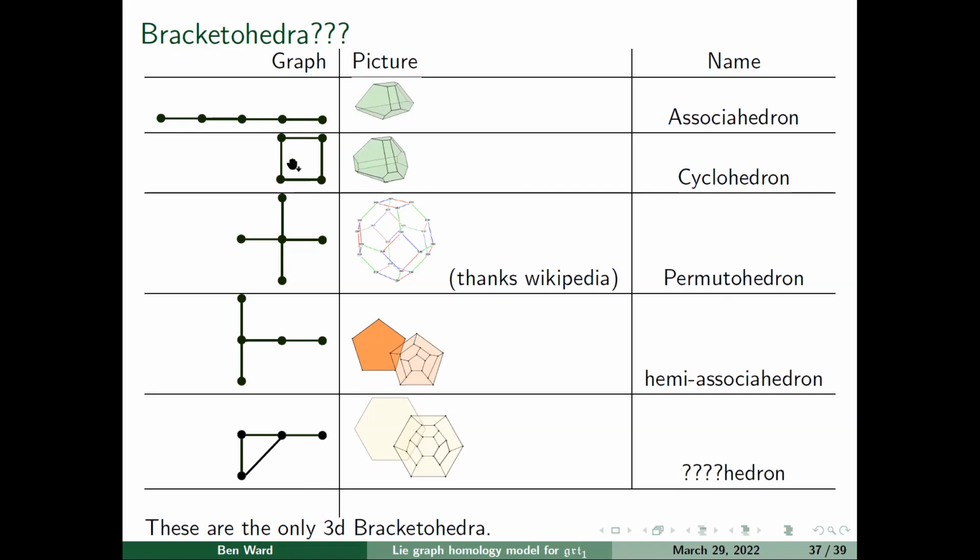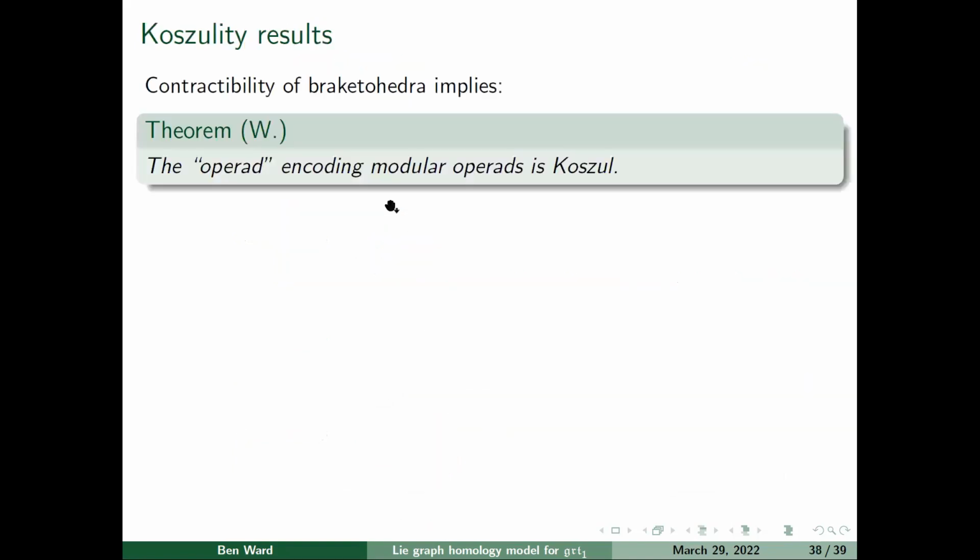These aren't the only graphs with 4 edges, but all of the polytopes that you get associated to modular operads look like this. They have cells corresponding to all ways to look at nested subgraphs, or all ways to partially compose within a modular operad. That's a polytope, and that tells you immediately that the operad which encodes modular operads is a Koszul operad. You can prove that.